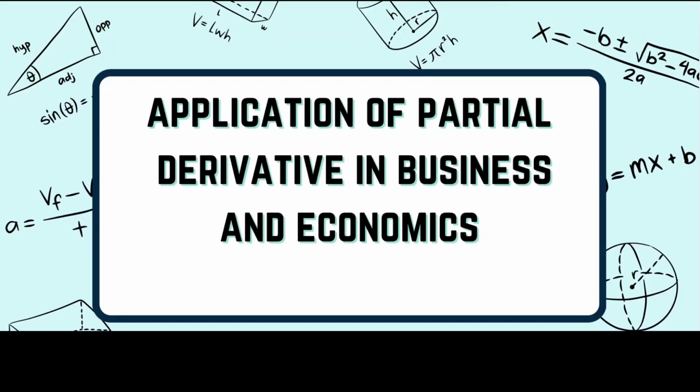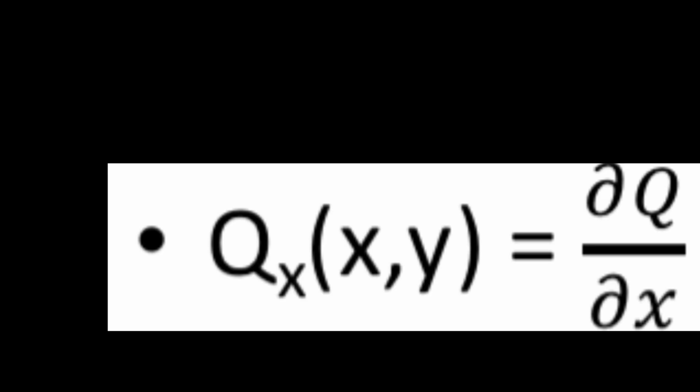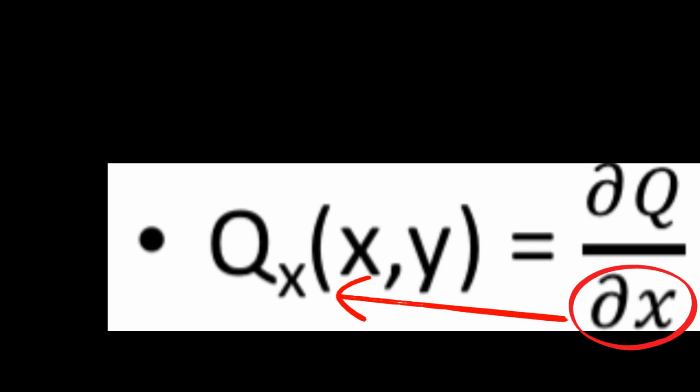We talk about application of partial derivative in business and economics. Here's the formula. It represents the partial derivative of function k with respect to the variable x, ∂k/∂x. This is another way to express the partial derivative. ∂ is the symbol for the partial differential operator, and ∂x indicates differentiation with respect to the variable x.